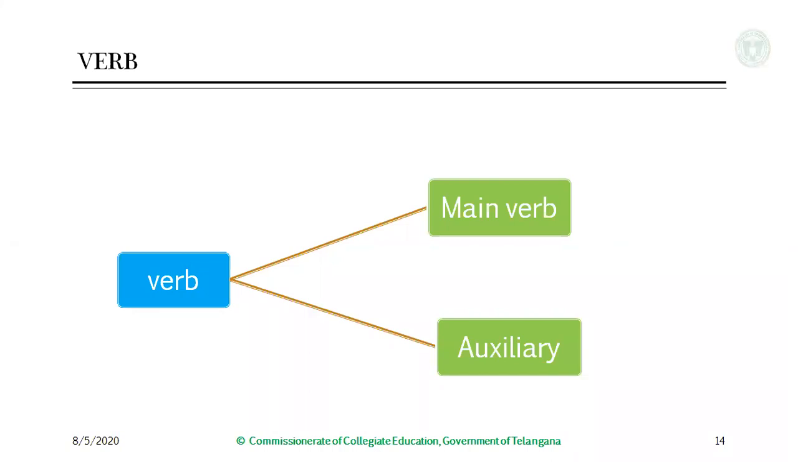And as all of you know, we find different kinds of verbs in the sentences. Sometimes main verbs and sometimes auxiliaries. It means verbs are divided into two: main verbs and auxiliaries.